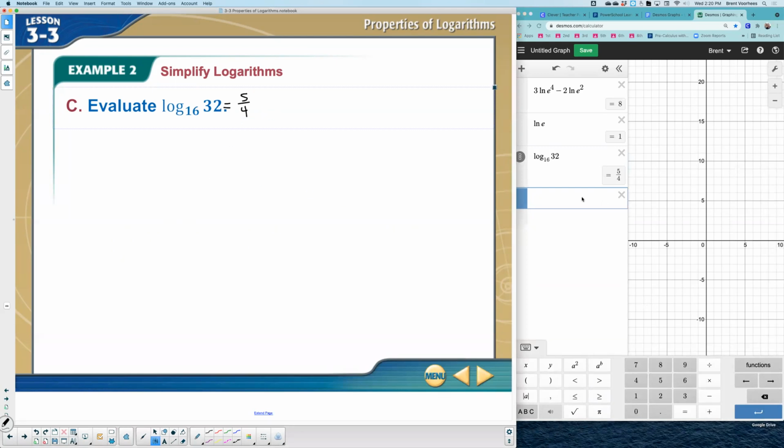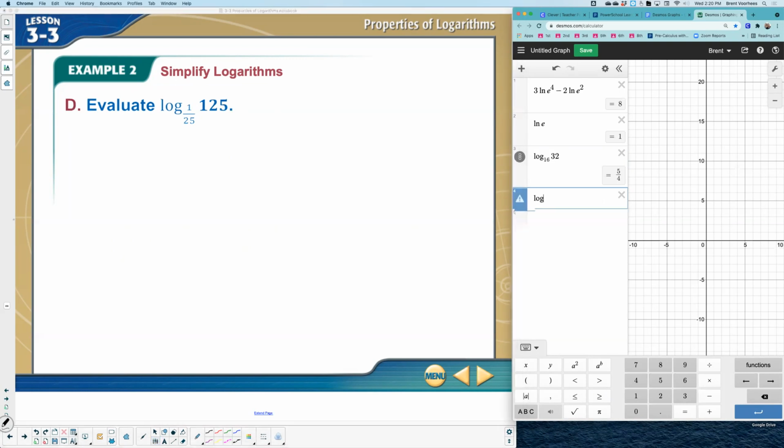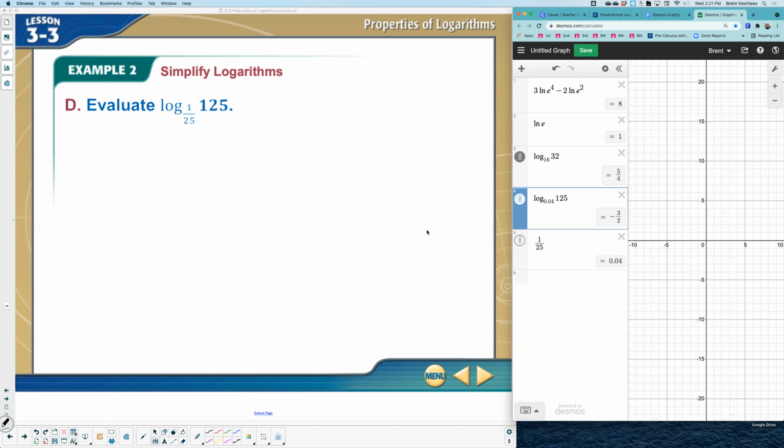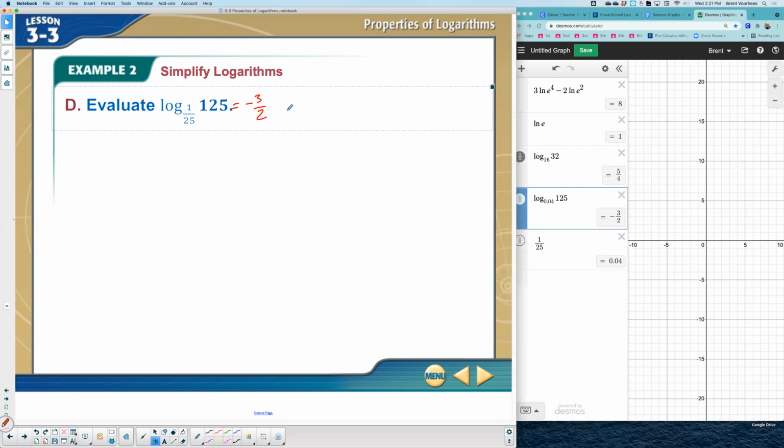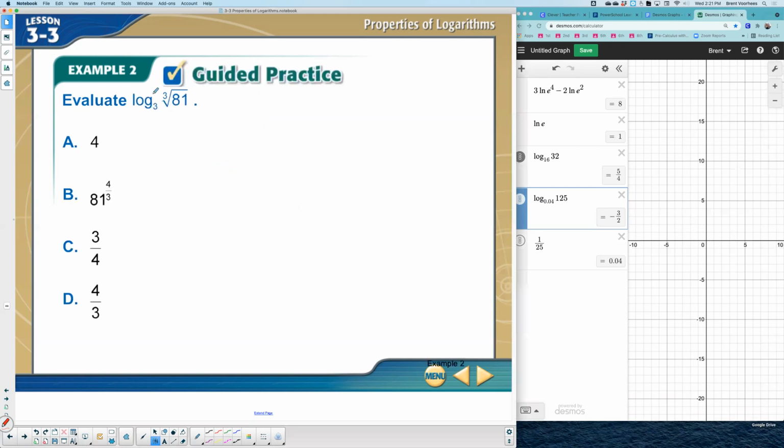And I'll come back and do the work later. And then this next one, you cannot type in a base of 1 divided by 25. That doesn't work, as you can see. So if you were to do this one, what you would have to do is figure out what 1 divided by 25 is as a decimal. Once you know what it is as a decimal, you could find out this value is negative 1.5 or negative 3/2. So this one equals negative 3/2. Okay, for the sake of time, I'm going to pass those 2 and I'm going to let you try this deal number 2.